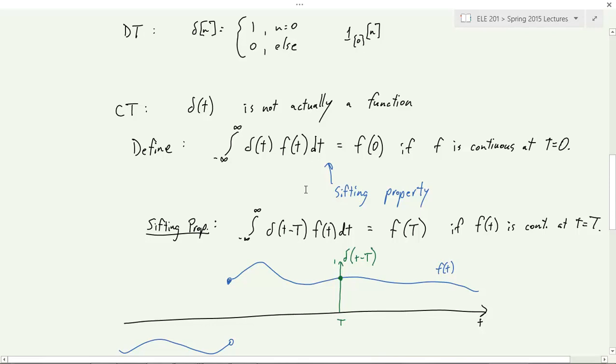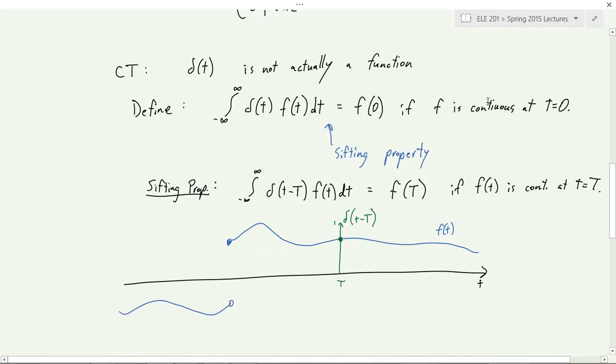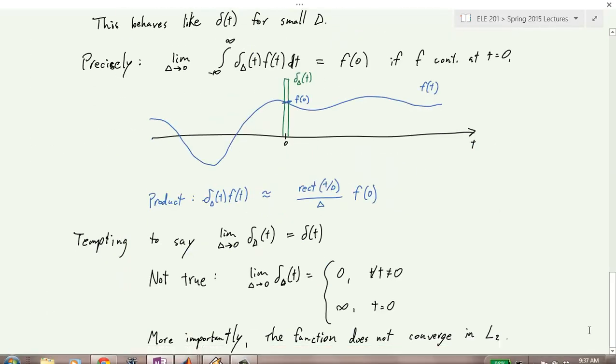Okay, and we'll be able to do everything and get all the same answers just by using this idea that there's a delta function that gives you this sifting property. Okay, so let's look a little more at this delta function just so we know how to use it.